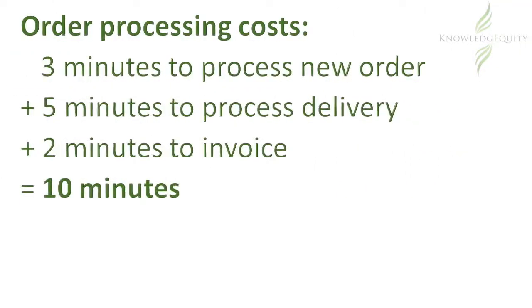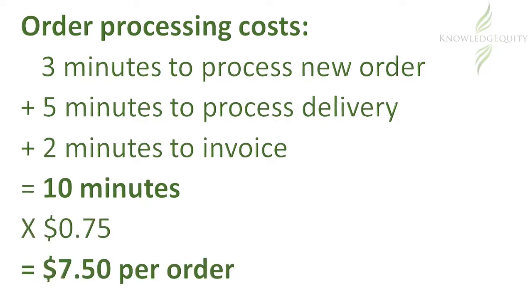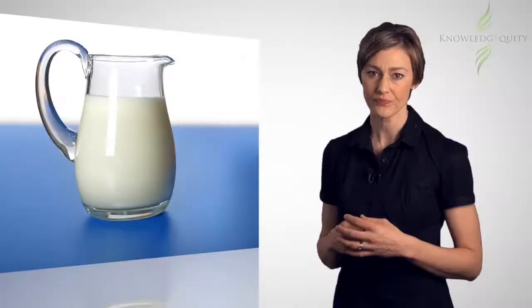So if we are looking at order processing costs and we know that it takes 3 minutes to process each new order, 5 minutes to process delivery, and 2 minutes to invoice, then we add this together to get a total of 10 minutes per order. Multiplying by the cost per minute of 75 cents gives us a total cost of $7.50 per order.